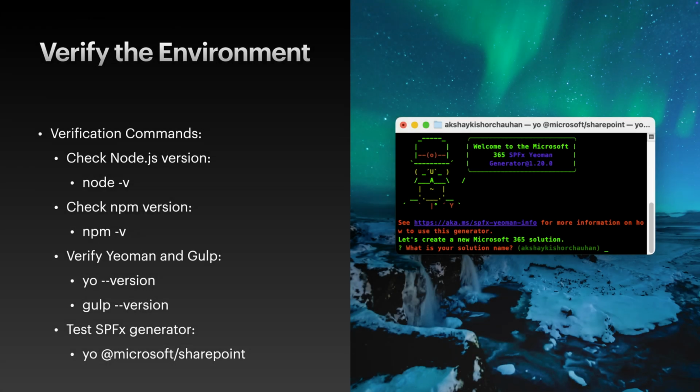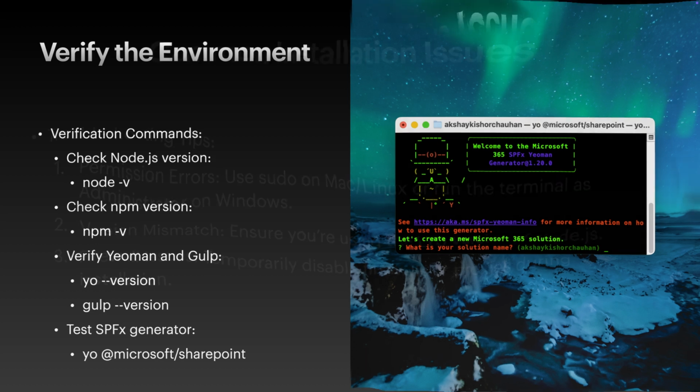Before we move forward, let's make sure everything is working correctly. Here's a quick checklist to verify your setup. Check the Node version using node -v. Check the npm version using npm -v. Verify Yeoman and Gulp installation using yo --version, gulp --version, and finally test the SPFx generator. Type yo @microsoft/sharepoint. If all of these commands give the expected outputs, congratulations, your environment is ready for SPFx development.